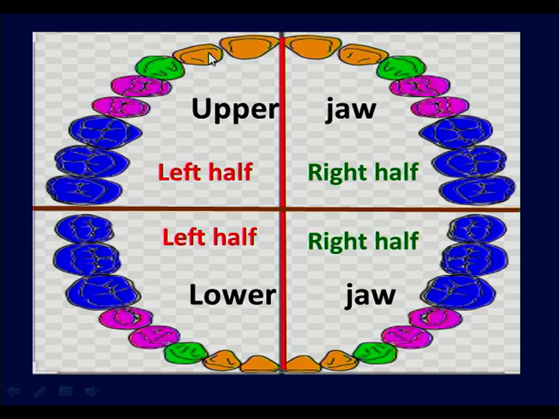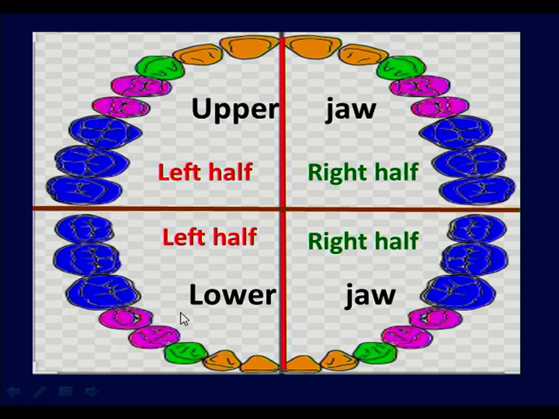Starting from here, these two yellow colored teeth are incisors. These two are incisors, and this green colored tooth is the canine, and these two pink colored teeth are premolars, and these three blue colored teeth are molars. Similarly, if you see the right half of the upper jaw, the teeth are arranged in a similar manner. Two incisors followed by one canine, two premolars and three molars.